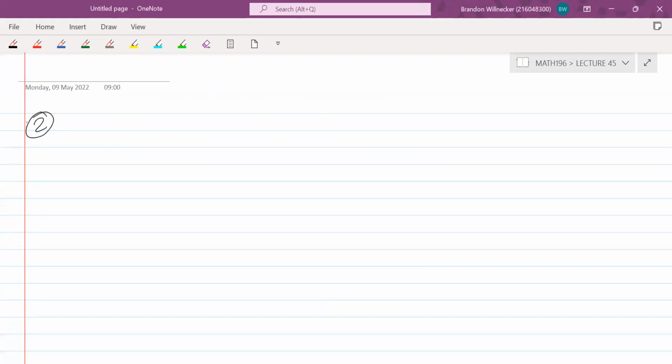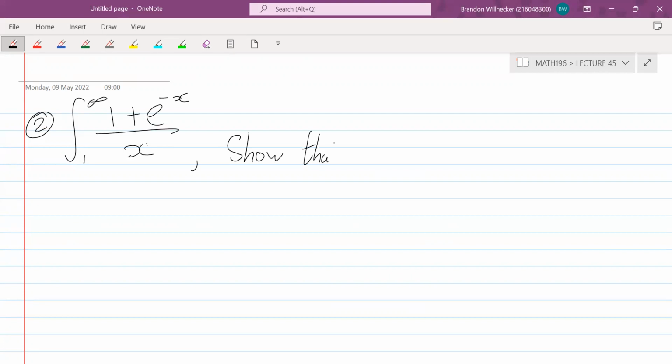Okay, example 2. We've got the integral from 1 to infinity of (1 plus e to the minus x) over x. Okay, it's an improper integral. The upper bound is infinity. And we want to see if it is divergent. Okay, so I've got this integral here. Show that it is divergent using the comparison theorem.